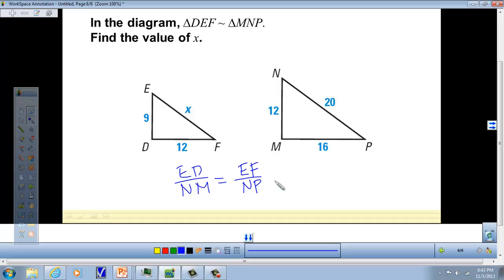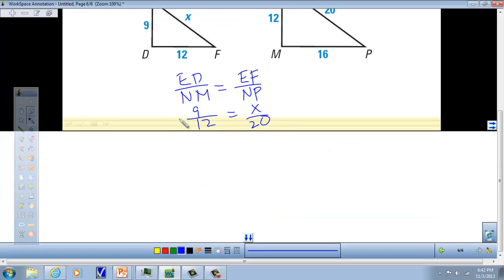And there's two ways of solving this, really. You can take these two sides and compare them to these two sides, or you could have taken 12 and 16 and compared them to the long sides here. So ED is 9, NM is 12, EF is X, and NP is 20. And then it's just a matter of cross-multiplying and solving. So we get 12X here. I'm going to leave the other side as 9 times 20 on purpose.